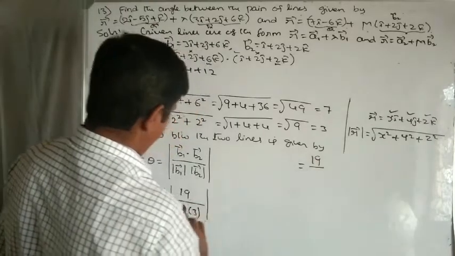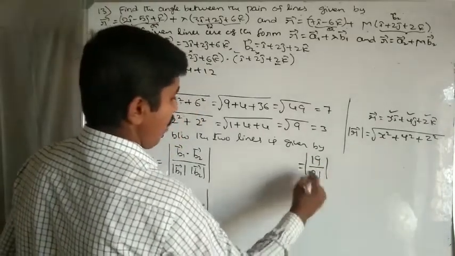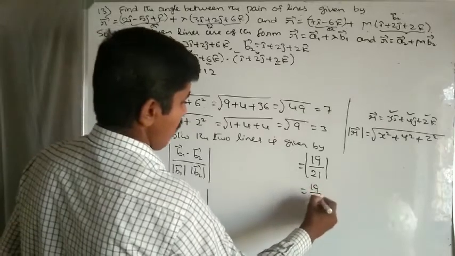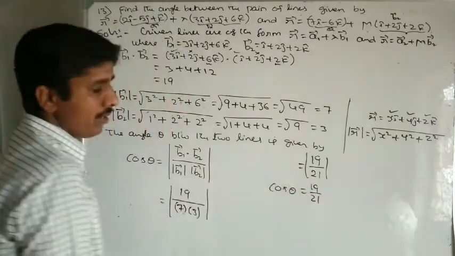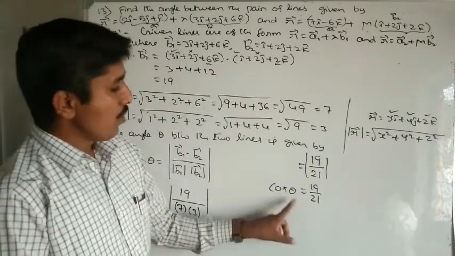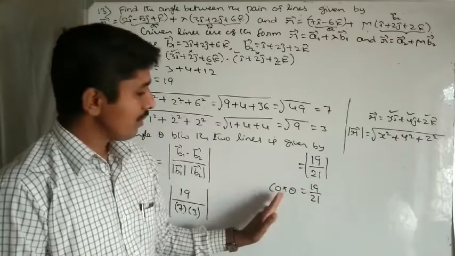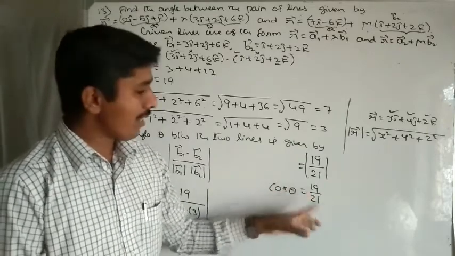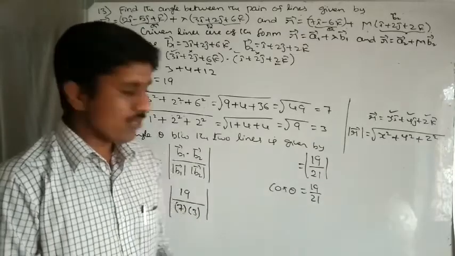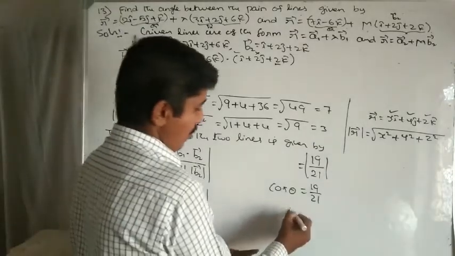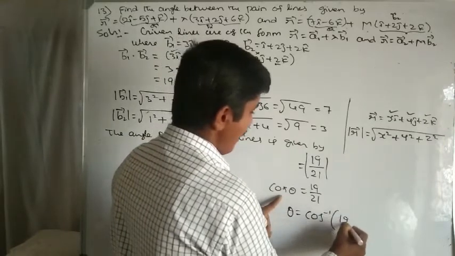19 divided by 7 into 3 is 21. Here positive means again the modulus of a positive value. Cos theta is equal to 19 by 21. So it is not a standard value like half. The cos of standard angles will not give 19 by 21. Therefore, by the definition of inverse trigonometric function, we can write theta is equal to cos inverse of 19 by 21.